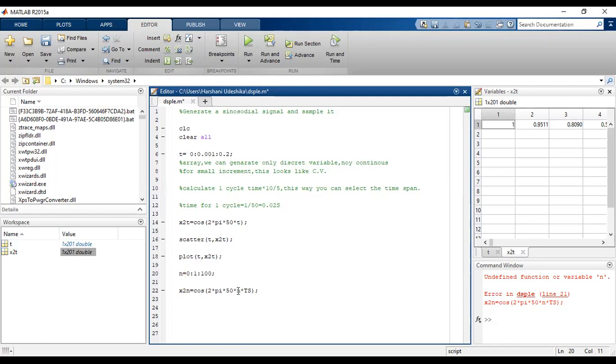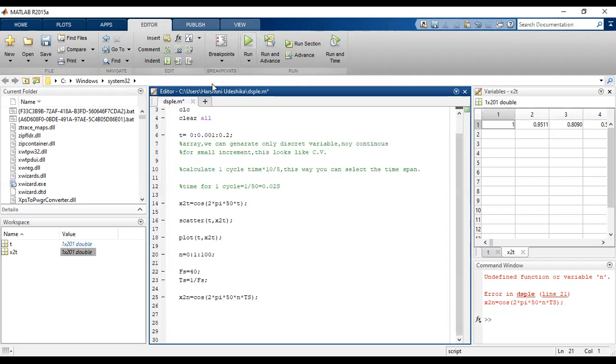Now you again have to define Ts. You are given the sampling frequency, which is 40. Then Ts is equal to 1 over fs, 1 over the sampling frequency. So the same equation you have typed here.